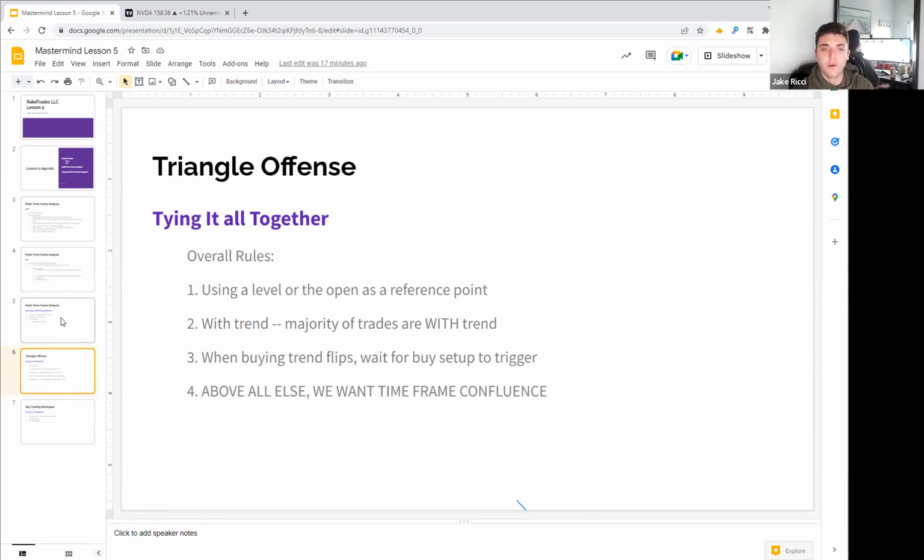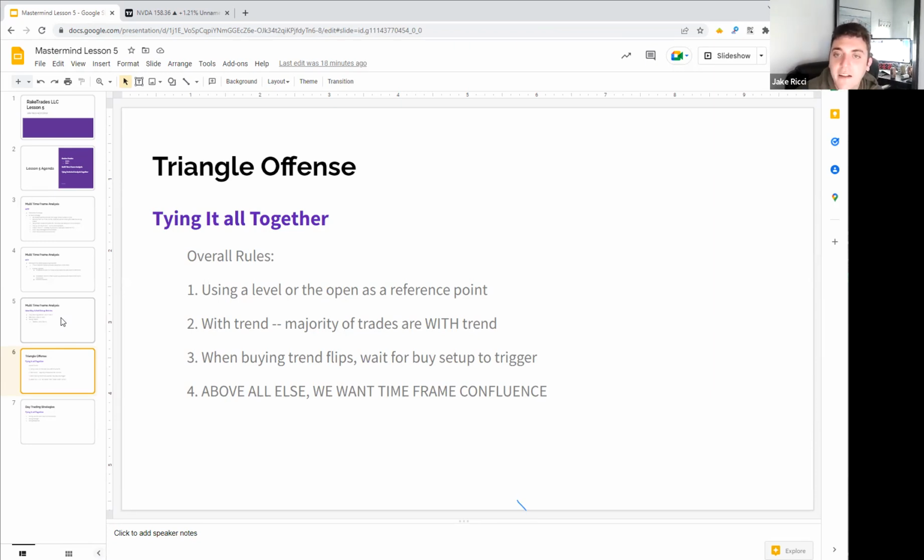Here are our 4 rules of our triangle offensive system, right? The first rule of our offensive system is that we want something to be near a level or the open as a reference point for us, right? And I hope that you all have seen that play out over the past few days. If you've taken the homework assignment of watching charts without necessarily trading, then I'm sure that you have seen literally hundreds of buy and sell setups, especially if you've been on a 2-minute chart, right? Hundreds of buy and sell setups. So just those alone ain't enough, fam. It's not enough. You need to be using a level or the open as some sort of reference points.